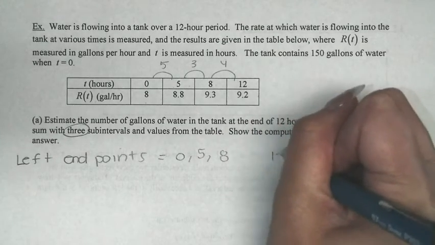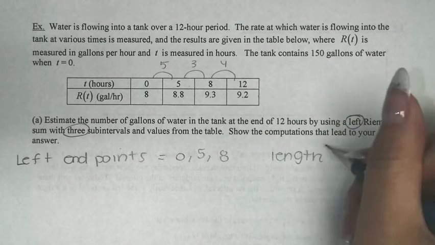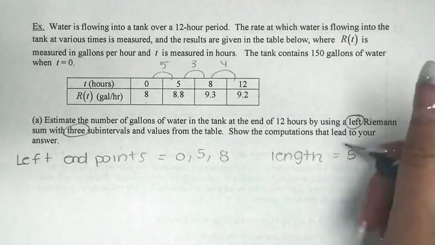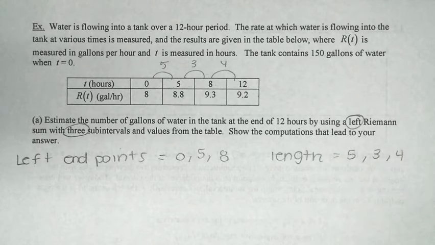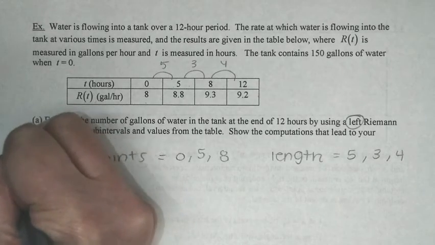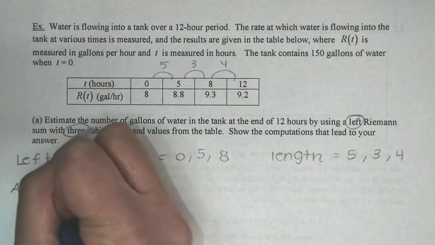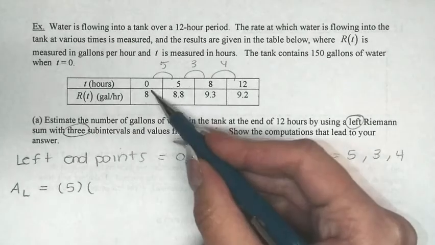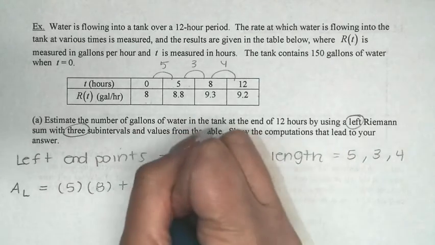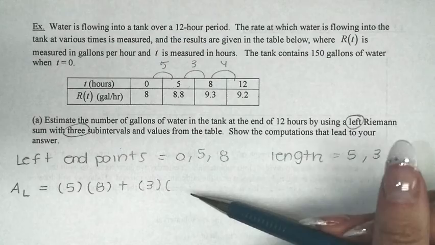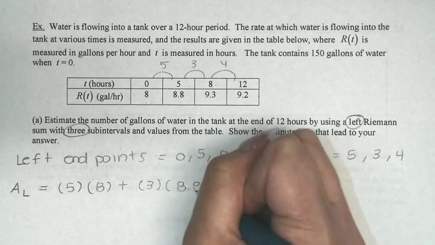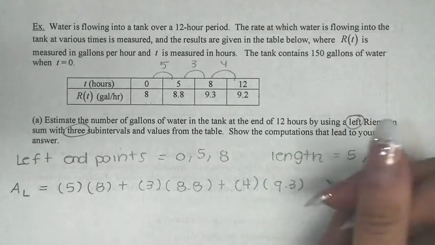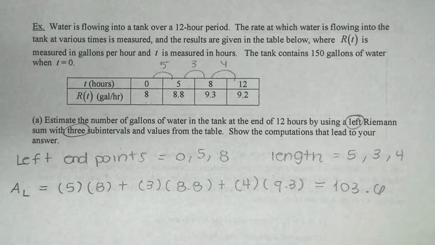Now, the length of each rectangle is going to be different. The length of the first rectangle is going to be 5, the second rectangle is going to be 3, and the third rectangle is going to be 4. So when I compute the area of the left Riemann sum, you know that this is going to be equal to, the base is going to be 5, and the height is going to be the output at 0, which is 8, plus the base is going to be 3, and the height is going to be your output at 5, which is 8.8, plus 4 times 9.3. So I compute this, and this is 103.6. But that's not it.